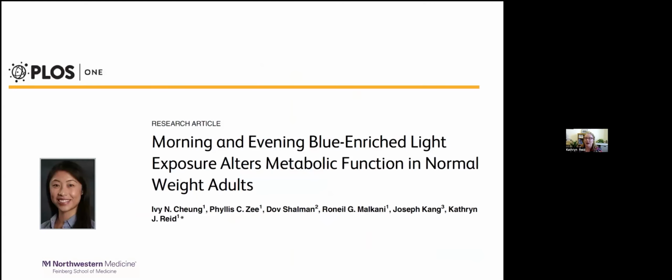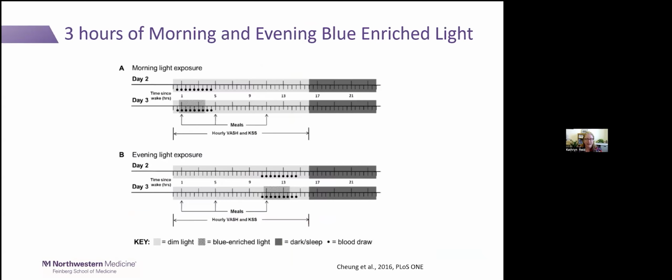And so we were interested in why that might be the case. And so we did a study that was led by a graduate student at the time, Ivy Chung, where we gave light exposure, or blue-enriched light exposure, in the morning and in the evening, and looked at its impact on metabolic function. And so this is just a little schematic of that experiment. We had two different groups. One group had dim light for a day, then the next day they were in dim light, except for a period of time in the morning when they were given bright light.